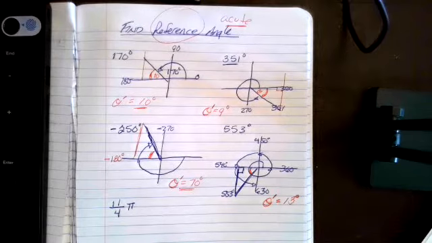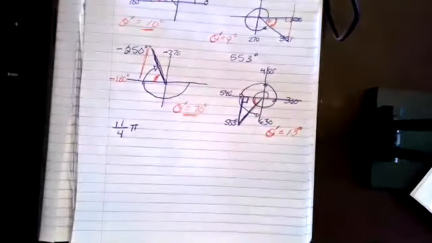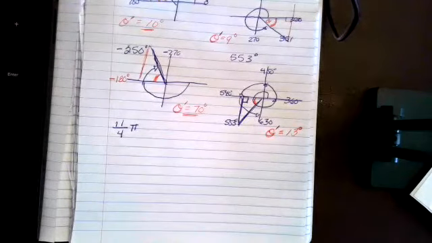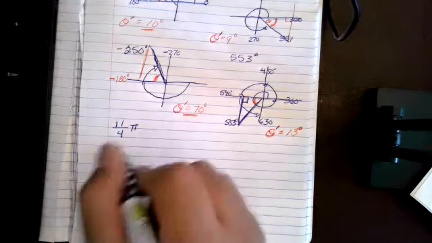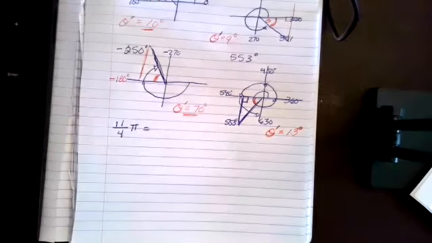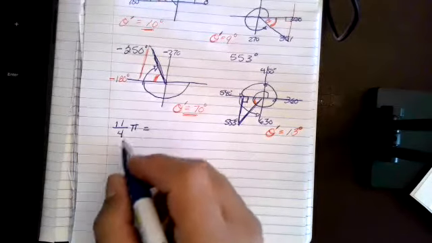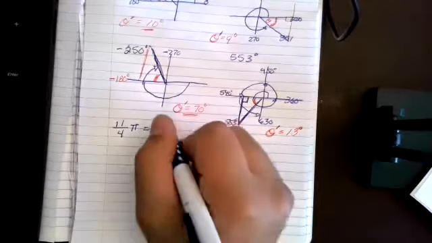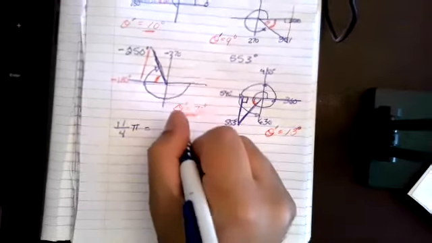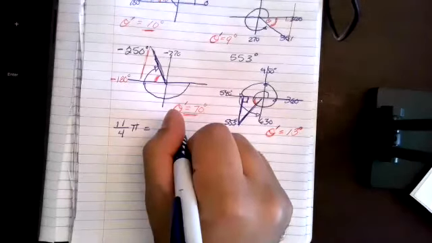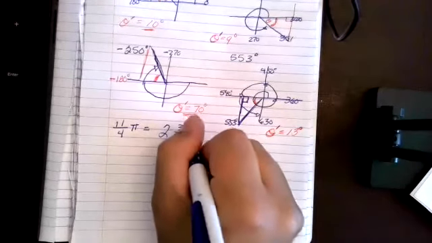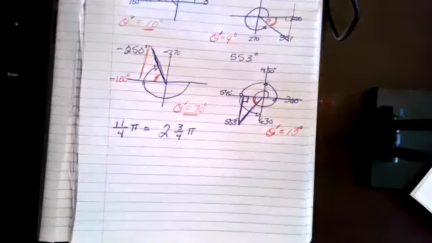And lastly, this 11/4 pi, well, we could do this two different ways. We can convert 11/4 pi from radians to degrees, or we could work it in radian form. If we're going to do this in radian form, which would be the way you want to do it in pre-calculus, let's rewrite this as a mixed number. Instead of 11/4, this is really 2 3/4 pi.